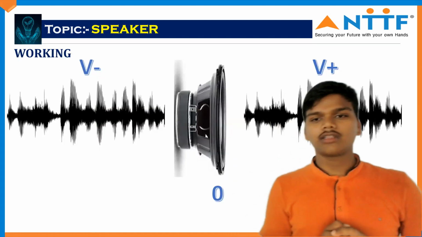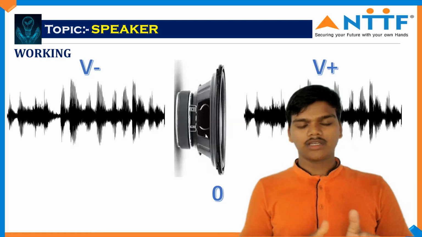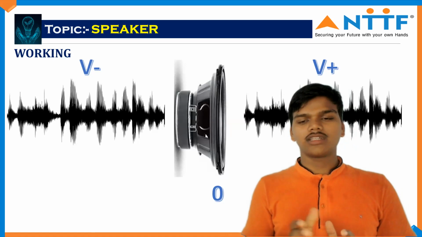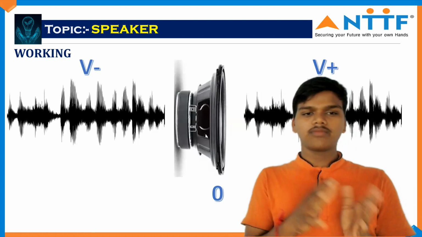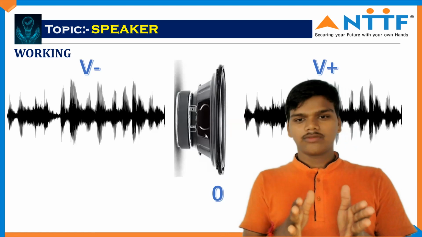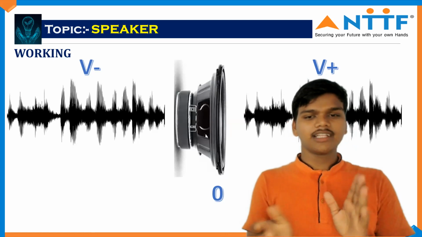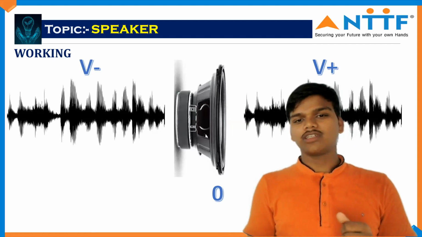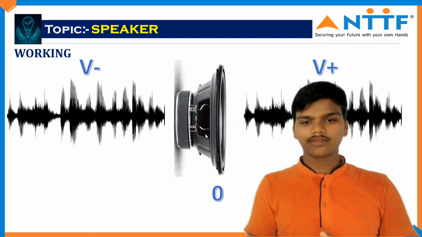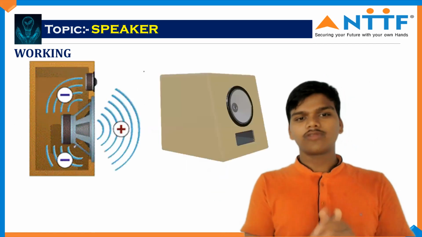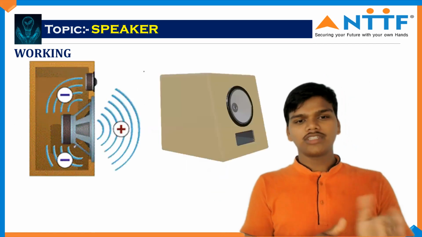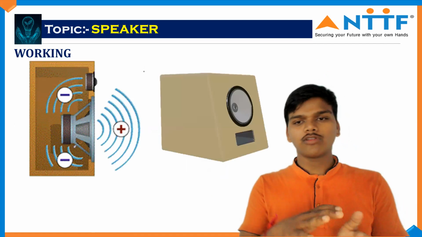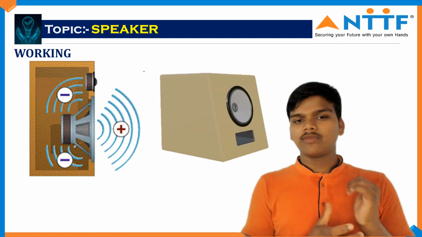One more thing: whenever a speaker creates sound, its diaphragm vibrates in forward and backward directions. So the sound waves are created in both forward and backward directions. Due to this, both sound waves can cancel each other, and the resultant sound will be zero. To avoid that, we use an enclosure to enclose the speaker. As you can see here, this is an enclosure. By using the enclosure, the backward sound is trapped inside, and only the forward sound is open to the air, which will be audible.